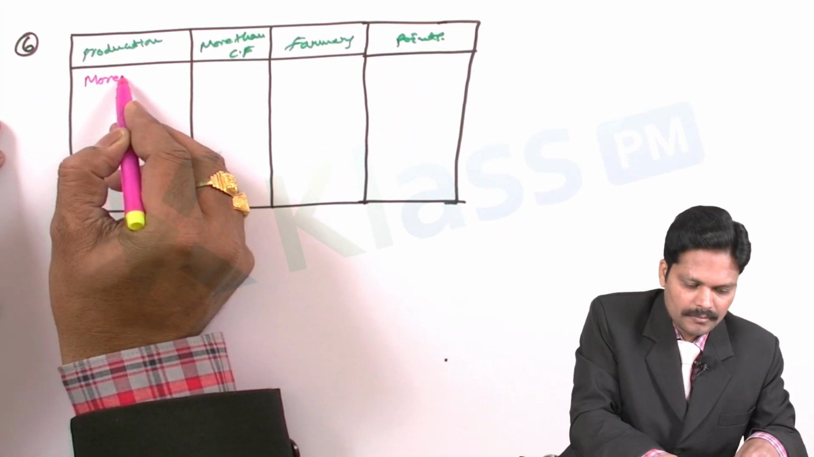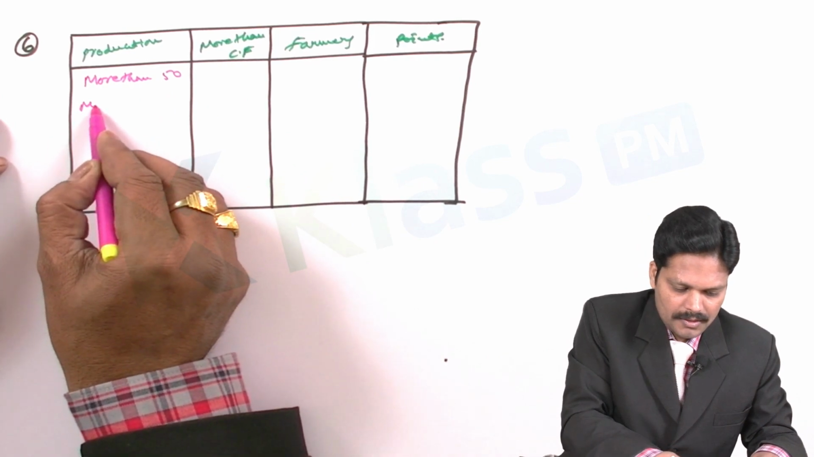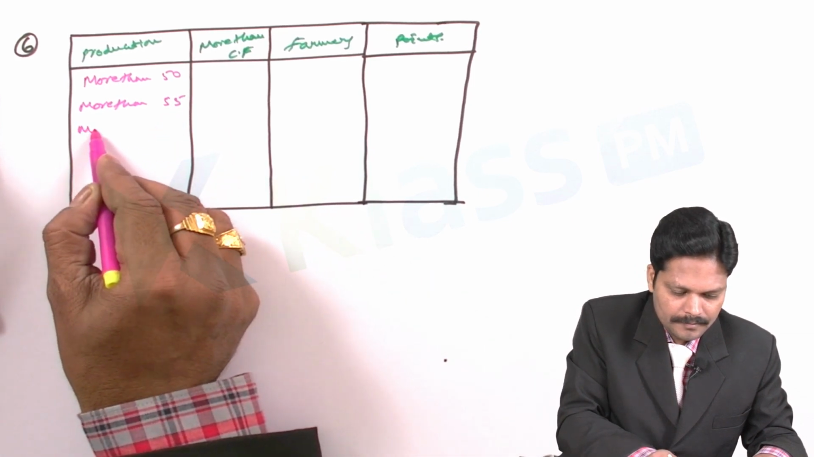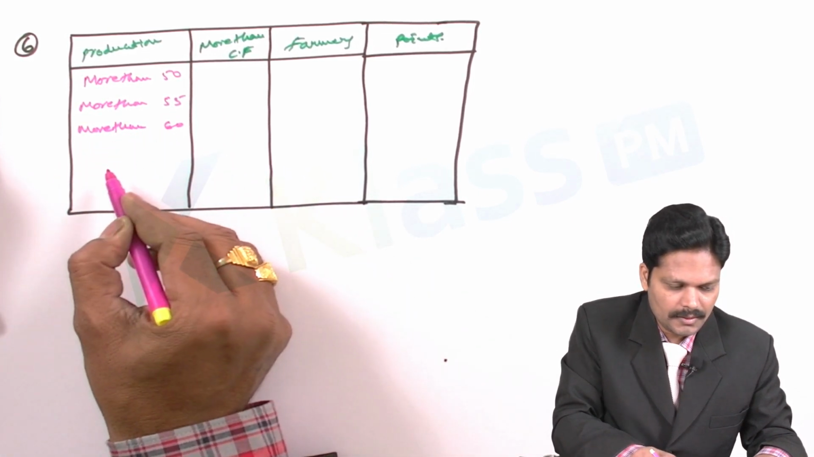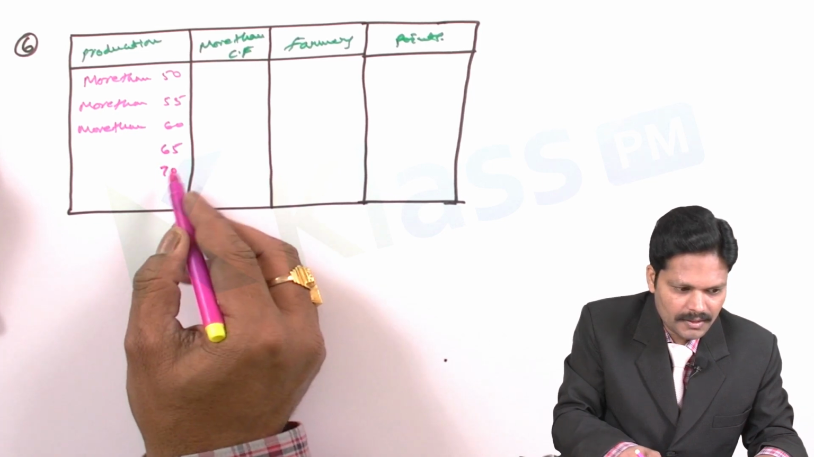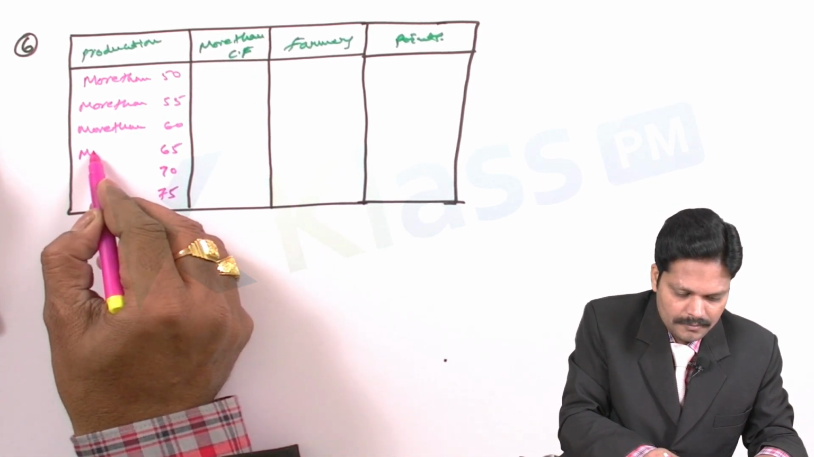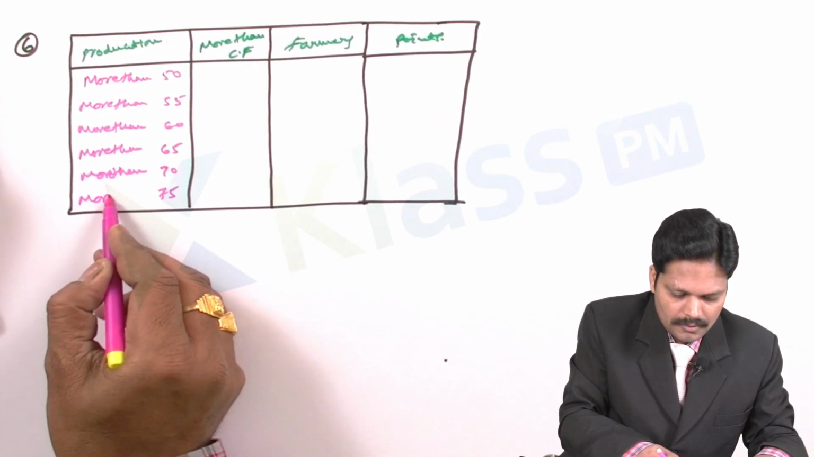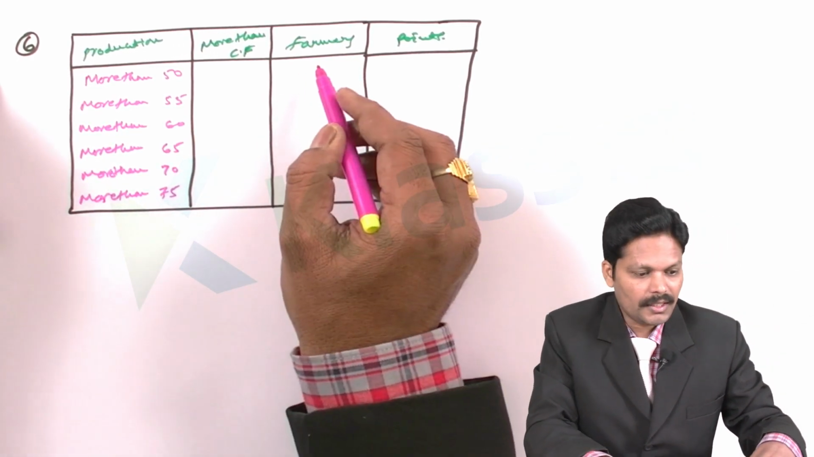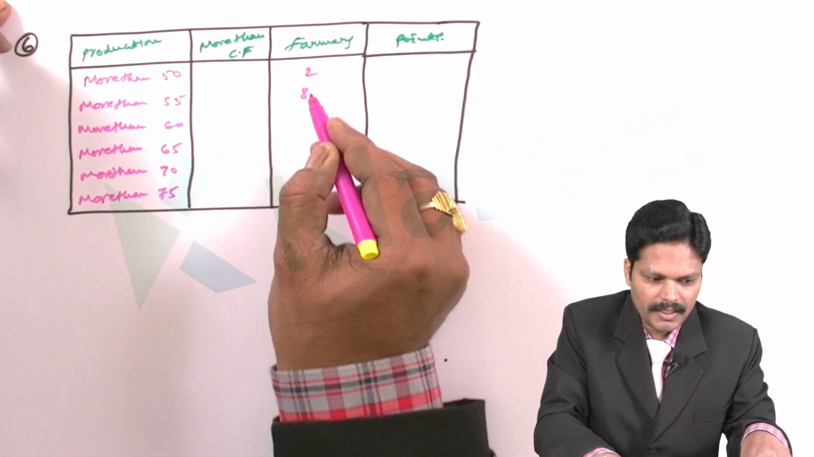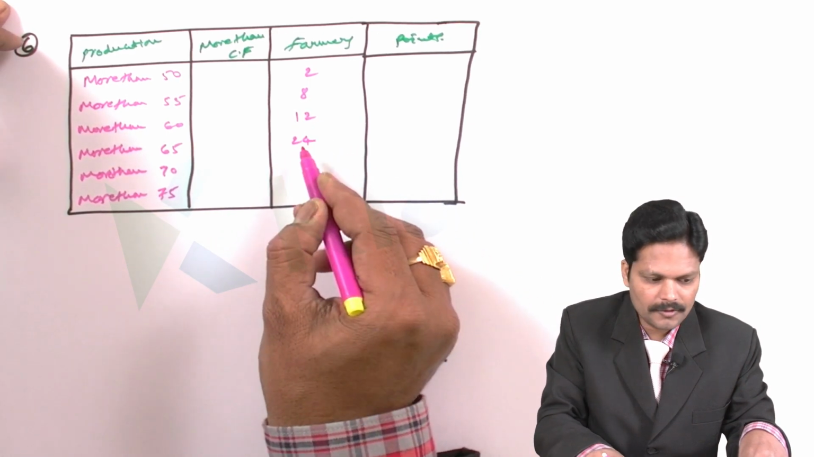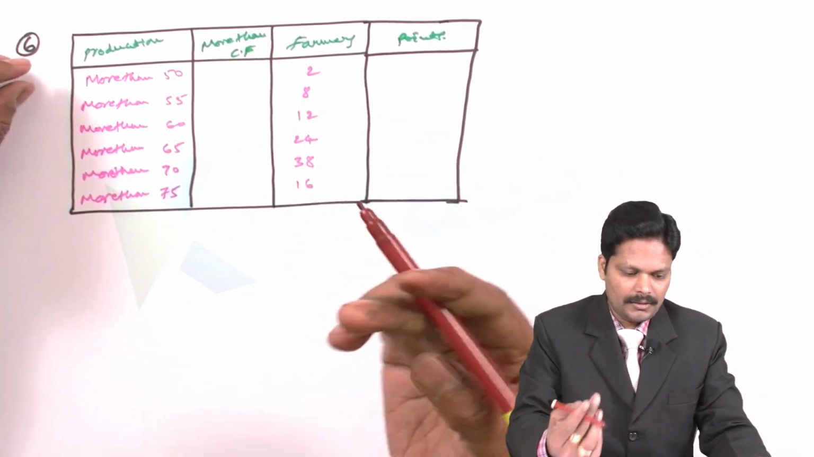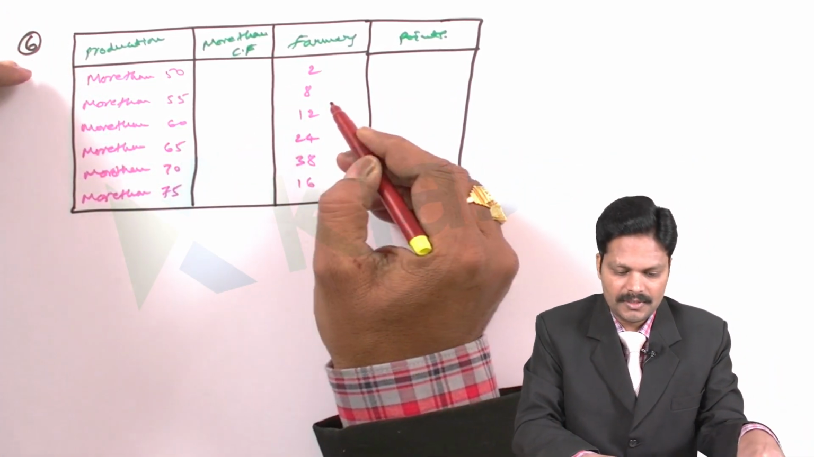From the production and farmers, we need to find the more than cumulatives and points. In each and every case we need to write more than 50, more than 55, more than 60, 65, 70 and 75. Here the farmers given are 2, 8, 12, 24, 38 and 16, along with the production.